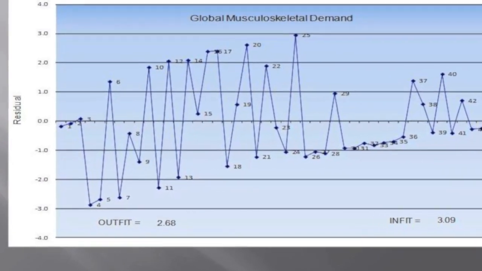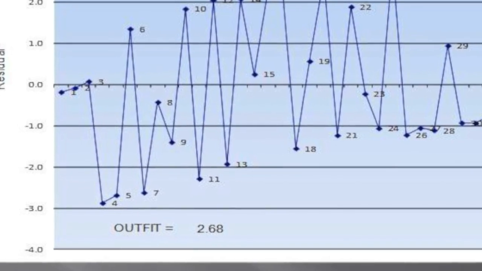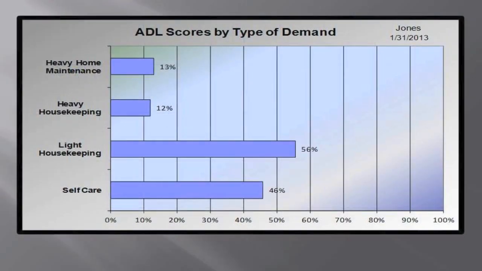I suggested that she focus on 4, 5, and 7 in therapy. We would expect to see his self-care scores go up significantly, which is a primary motivation for most people.